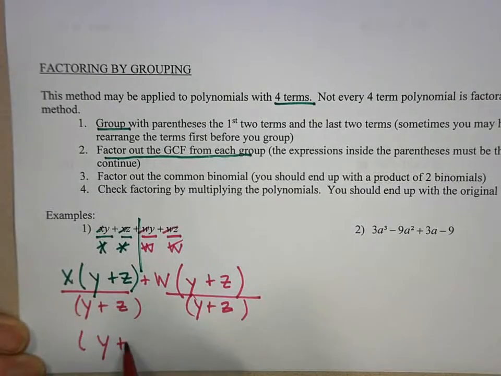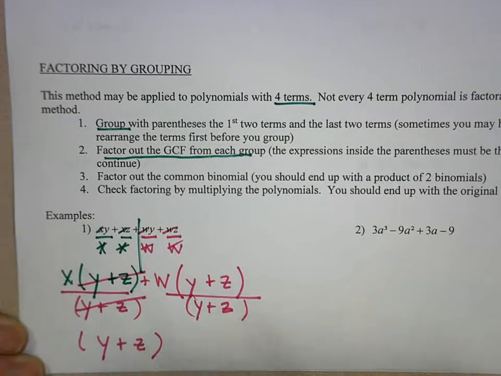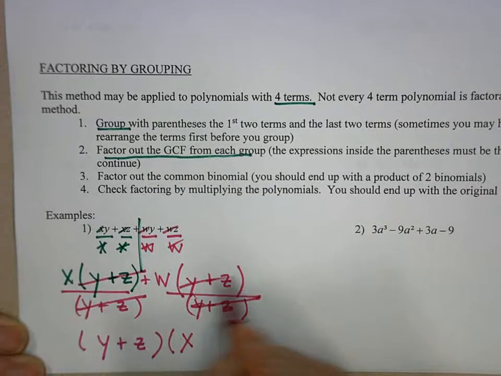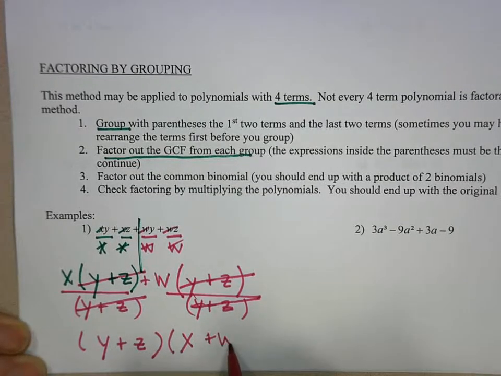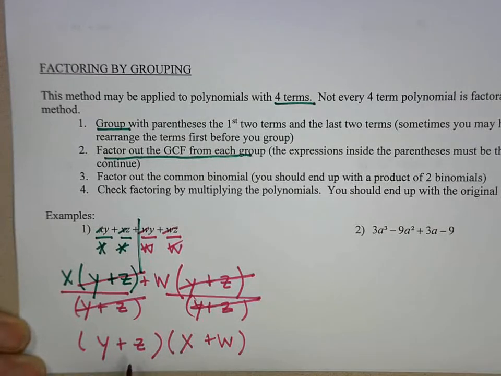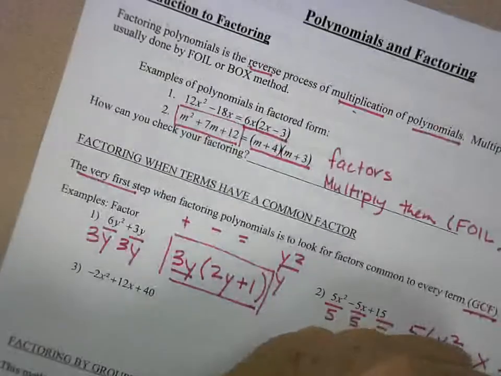Remember, when I factor it out, I put it over here to the left. So when I factor it out, what's left? Well, x is left. What's left? Well, w is left. There, you have factored by grouping with 4 terms. There's another problem for you to work out. Let's go to the next page.